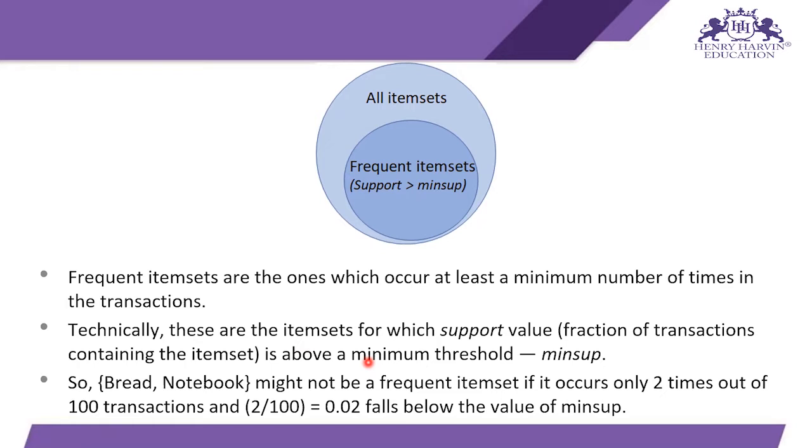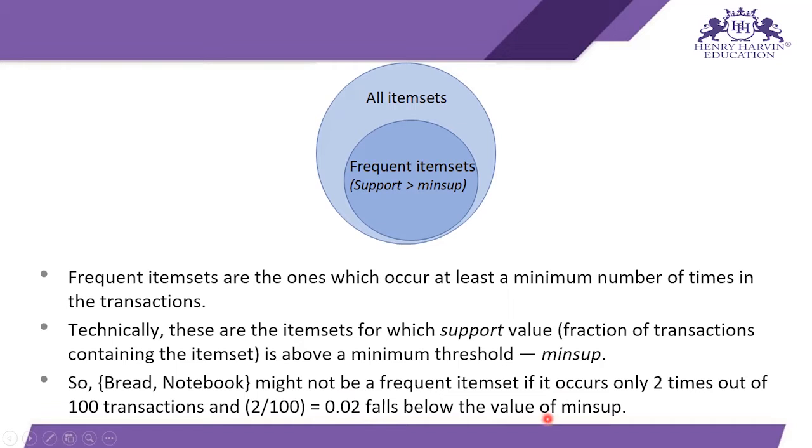Minimum support means we specify a threshold value. If an item set has support greater than the minimum support threshold value, then we consider those item sets. So bread and notebook might not be a frequent item set if it occurs only two times out of 100 transactions, and the probability of it being bought, 0.02, falls below the minimum support value.